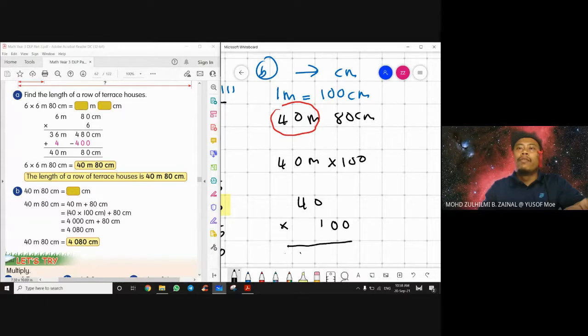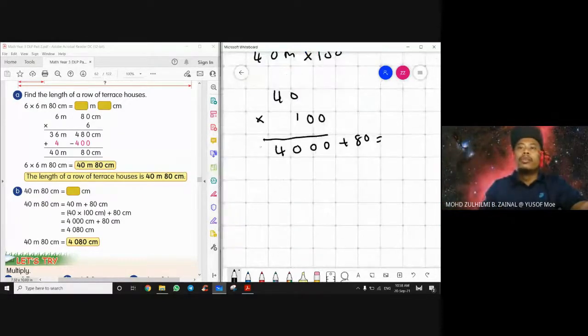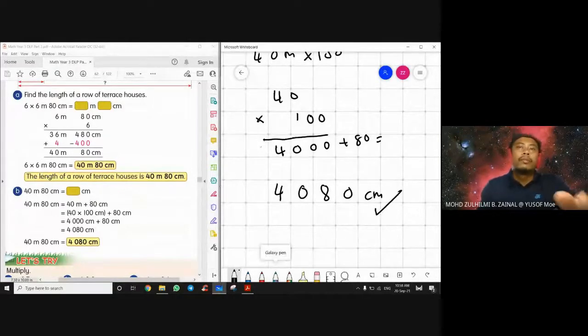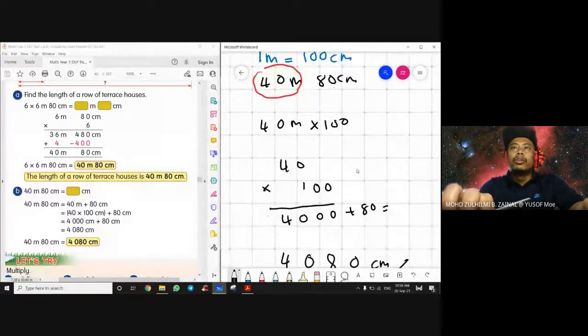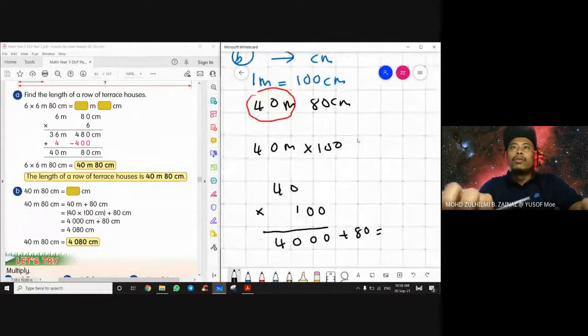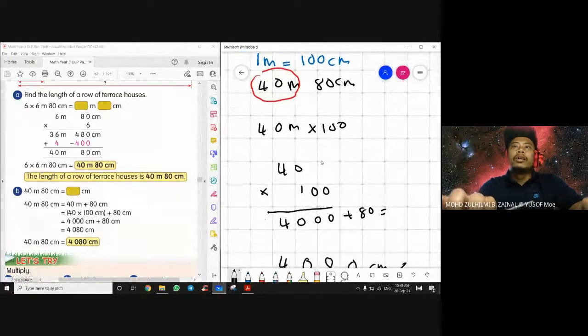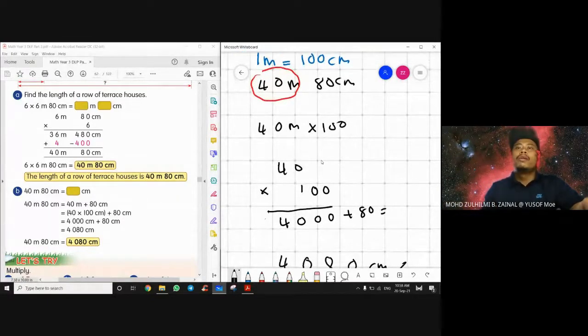So you will get 40,000... 4,000. So you plus another 80, you will get 4,080. Then you will get 4,080 as your answer. Okay, that's all. Macam tu je. Maksudnya dia nak unit conversion. So you have to convert 40 meter, jadikan dia centimeter. So 40 meter is actually 4,000 centimeter.